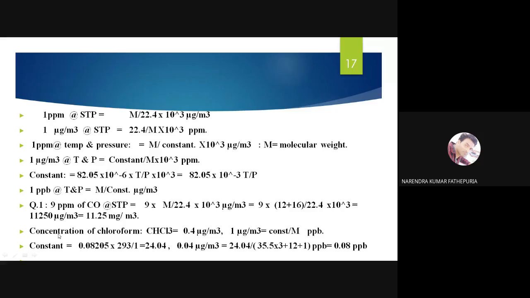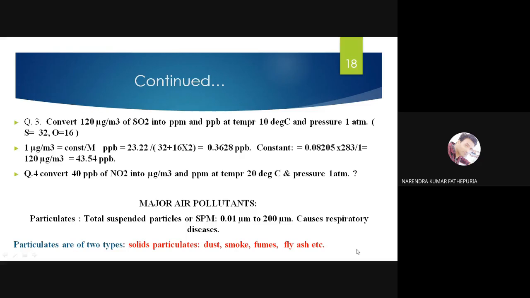Like this, you can do the same thing for the concentration of chloroform, CHCl3, which is given as 0.4 microgram per cubic meter. In the reverse manner also you can do it. If the concentration is given in microgram per cubic meter, then you will get it in ppm also by using this relation. So here it is a reverse: 1 microgram per cubic meter is equal to a constant divided by m, into ppb or ppm. You can do that calculation and get the final value.